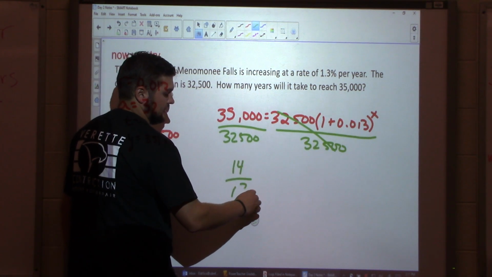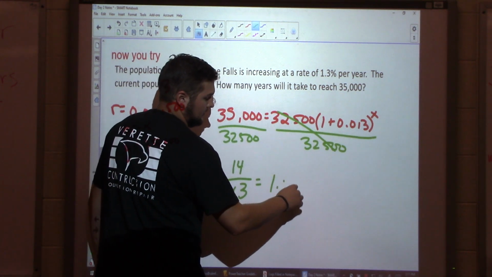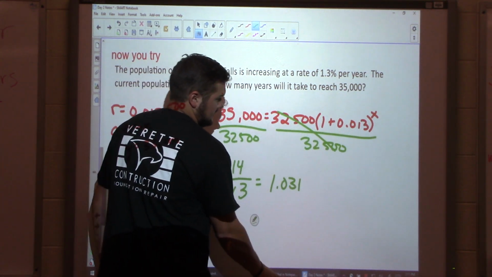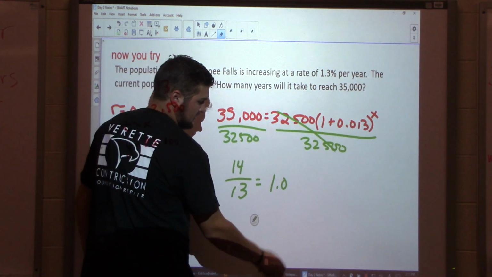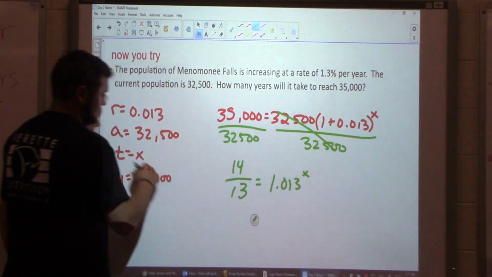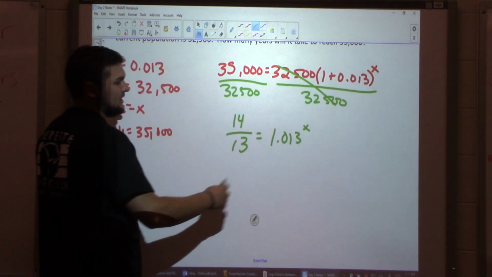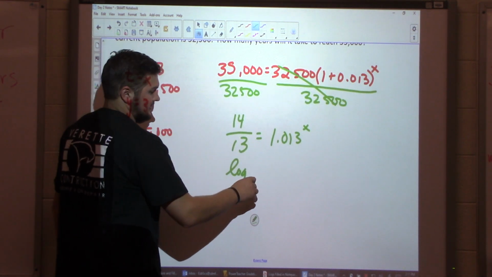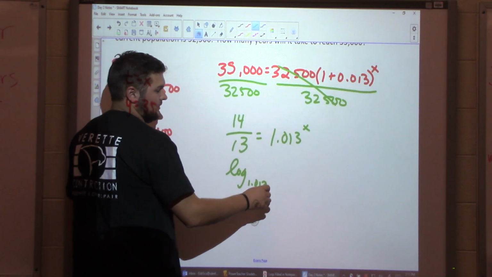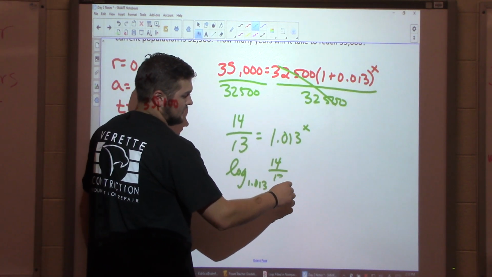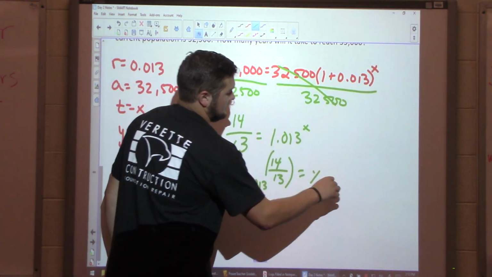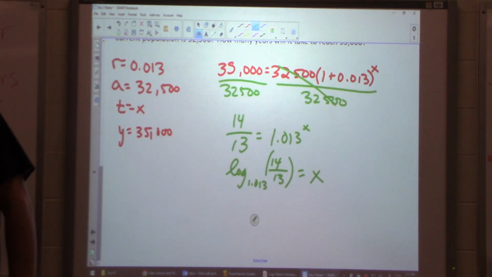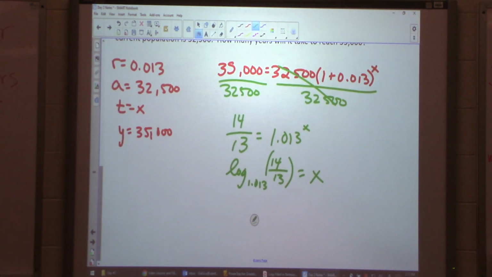I think it's 14 over 13 equals 1.013 to the x power. Then switch it to log form: log base 1.013 of 14 over 13 equals x. Plug it in your calculator.